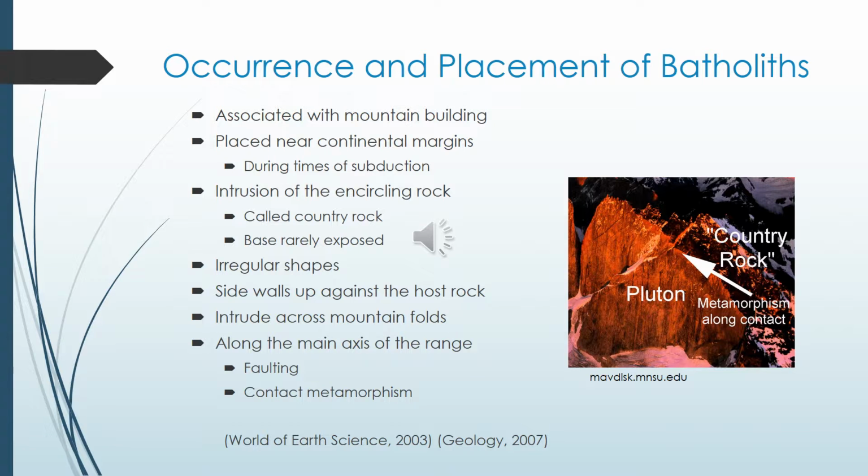Associated with mountain building, batholiths are usually placed near continental margins during times of subduction. When the large batholiths are intruded, the encircling rock, which is known as country rock, must make room for the intrusion. The whole batholithic placement is usually so large that the bases are rarely exposed. They have irregular shapes with the side walls inclining straight up against the host rock. They intrude across mountain folds and are lengthened along the main axis of a range, with faulting and contact metamorphism occurring.